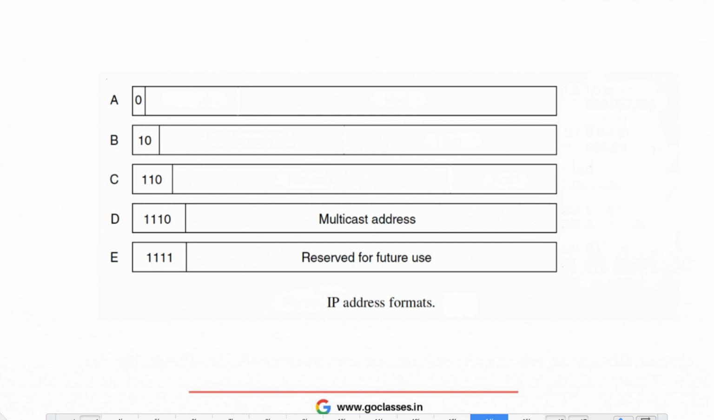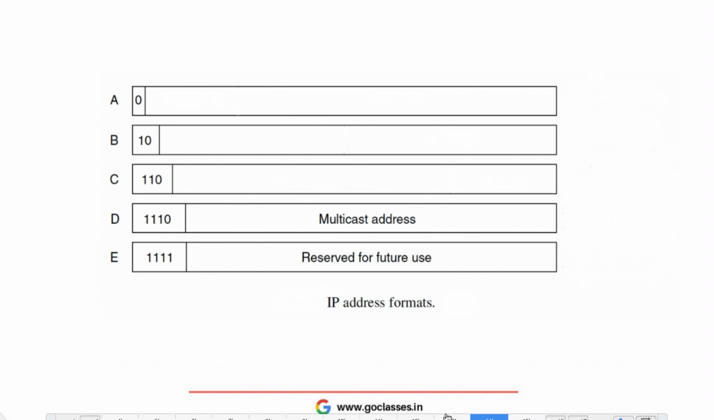Now again, for class A you have 0, for class B you have 10, for class C you have 110, for class D you have 1110. Class D is used for multicast. What is multicast? We will talk about it in future lectures. Class E is reserved, which means we have not used it yet and we will use it in the future.